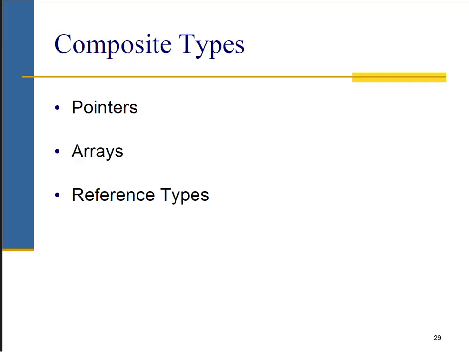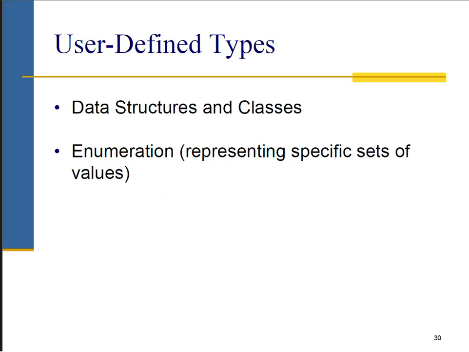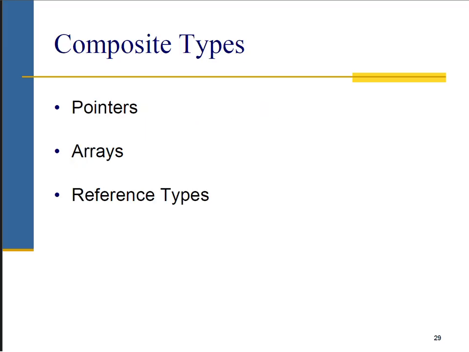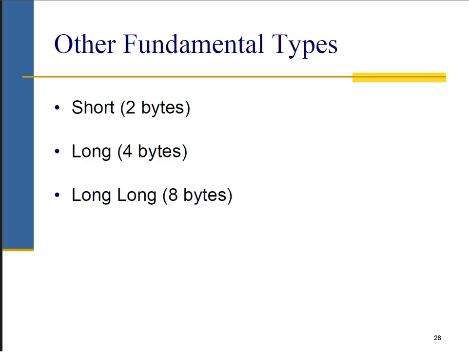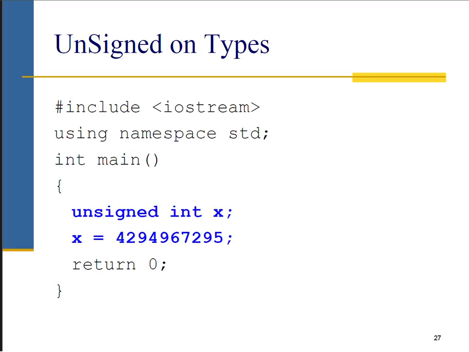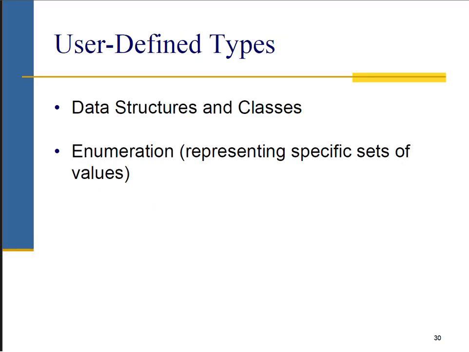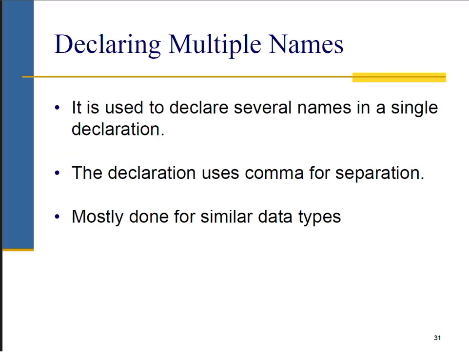So now we're moving on to pointers, arrays, reference types, data structures, and classes. These are user-defined types. These are composite types. So declaring multiple names. It's used to declare several names in a single declaration. The declaration uses a comma for separation and is mostly done for similar data types.